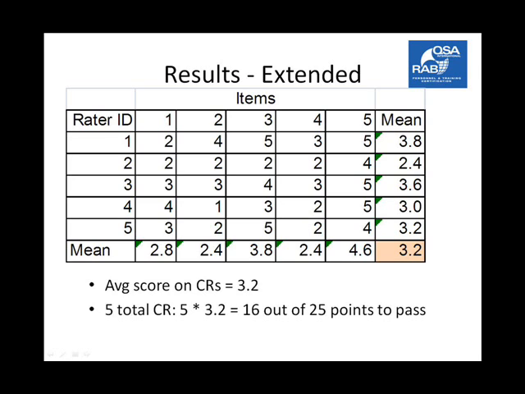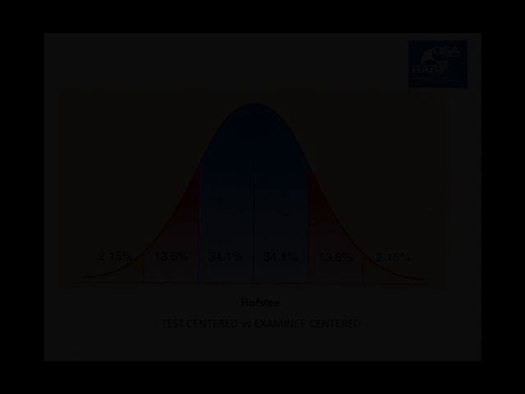To identify a recommended passing score for the constructed response items, the grand mean of the ratings is found. In this exam, the average score expected for borderline examinees on the constructed response items is 3.2. Since there are 5 total constructed response items on the test, we know that there are 25 possible points on the exam. By multiplying the grand mean rating of 3.2 times 5, we determine that the passing score should be 16 out of the 25 possible total points.